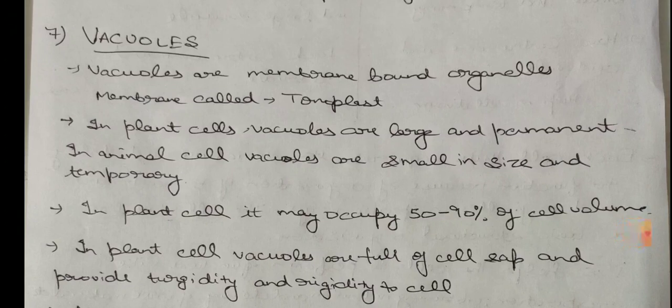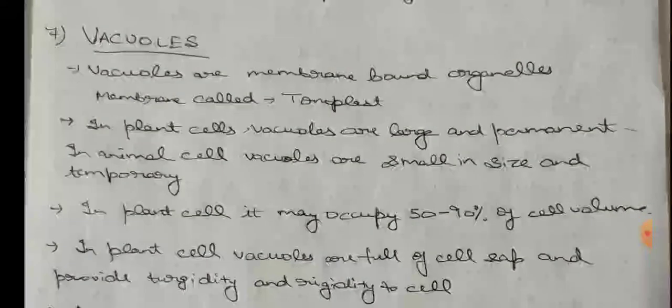So now let's start another cell organelle, and this is the last one, that is vacuole. Okay. Shall we start? So the first point, vacuoles are membrane bound organelles, and its membrane is called tonoplast. Very important point. And remember, in some books or if you search on the internet, the membrane is also written as vacuolar membrane. So don't need to worry. The membrane is called tonoplast, or it can be said as vacuolar membrane.